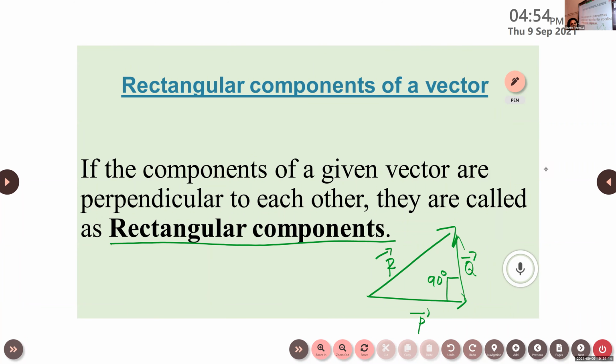Component means the simple parts or the small splitting parts of a major vector. Initially, we have a single vector. We split the single vector into its component parts or smaller parts. That splitting of vectors is known as the resolution of vectors. After splitting a single vector, we get small vectors, which are known as components of a vector. And if the components of the vectors lie mutually perpendicular to each other, then we can call them rectangular components. Is it clear?